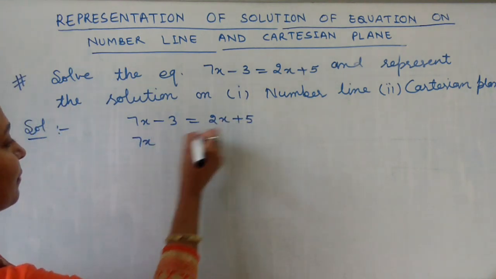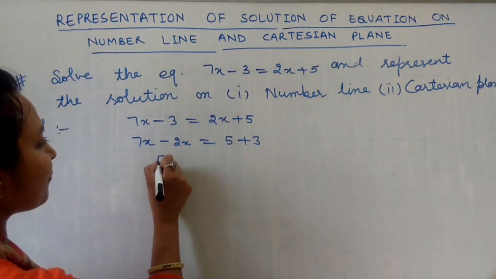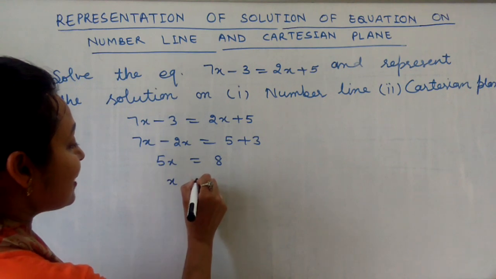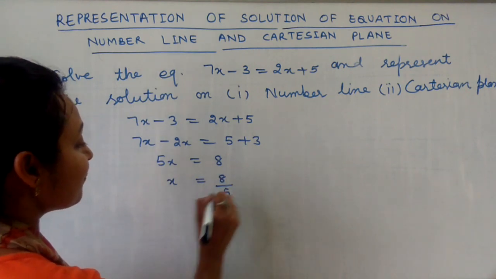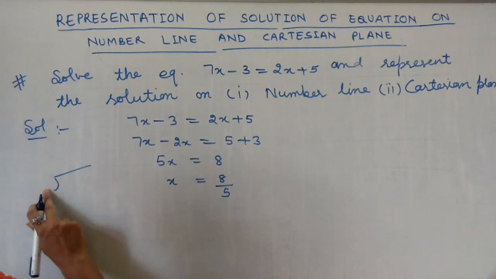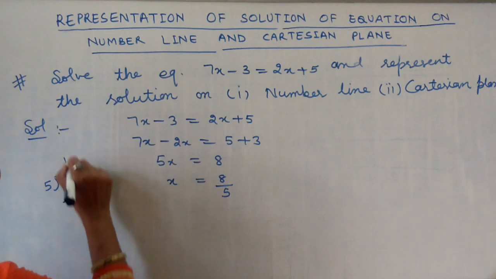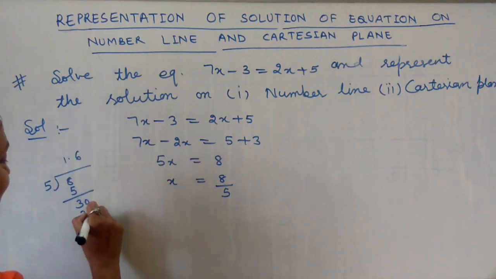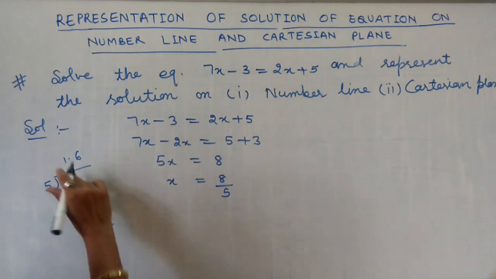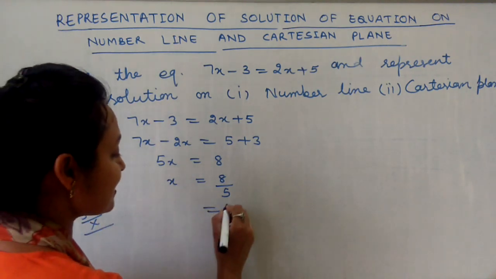I will solve. Minus 2x, 5 plus 3. It will be 5x is equal to 8. X is equal to 8 by 5. So when we divide 8 by 5, in the 5, 6, 7, 8, so 1.6 is there. The decimal point makes 0 here, so I will take the 0 of the decimal. It will make 1.6.